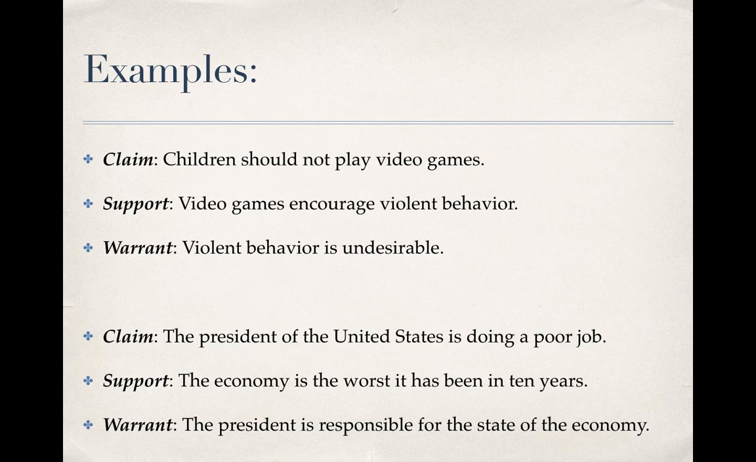The president is doing a bad job. Look at the economy, it's terrible. So they're assuming their audience believes that the president is in part responsible for the state of the economy. And this is the type of argument where we might have that backing, where they give more information. Well, the president made this decision, and look how it directly affected the economy. And that would be the backing, that they provide evidence linking the president to the state of the economy, if that makes sense. All right, so those are some basic examples of claim, support, and warrant.